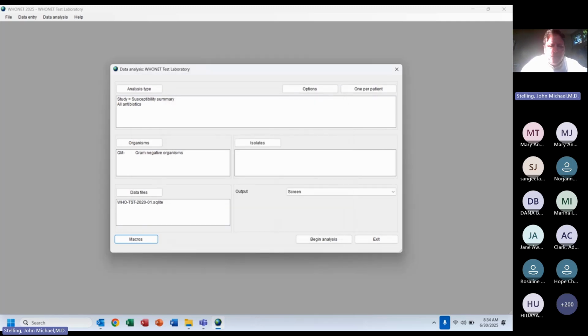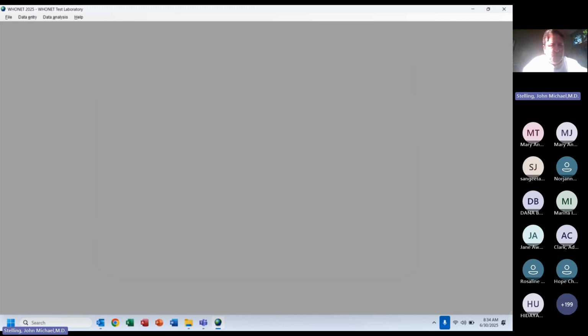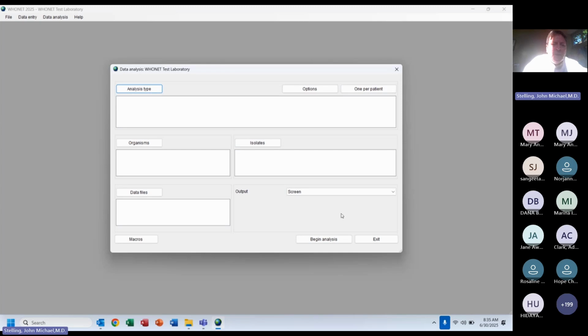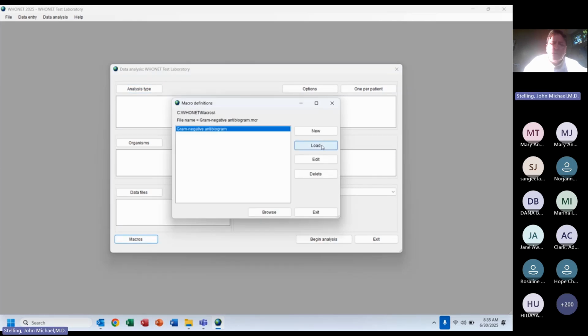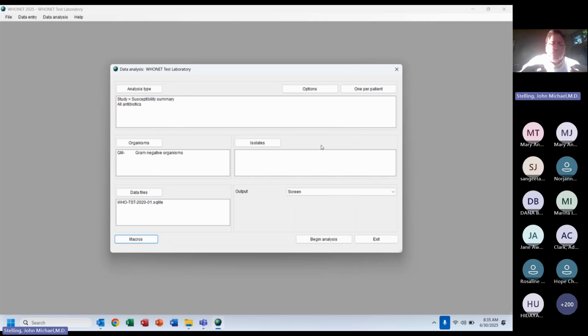Why did I make this macro? I made the macro for a very simple reason. Eventually, I go home and I leave WHONET. And then I come back again the next day. If I want to do another gram-negative antibiogram, I can answer the questions again. Or I can click on macros. I can load the macro. When I load the macro, it brings back all of those choices. So macros are very valuable when you want to repeat analyses over time. One of our very first webinars, almost 2 years ago, was about macros and reports. So if you want to learn about macros and reports, there is a 2-hour webinar about it. Okay. Good, so macros are there to remember things.